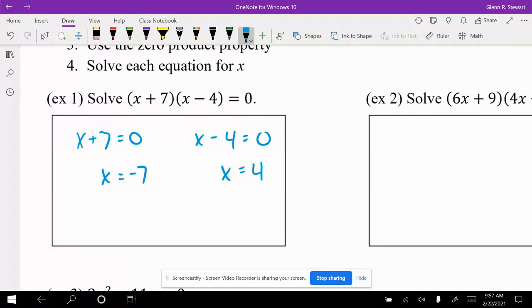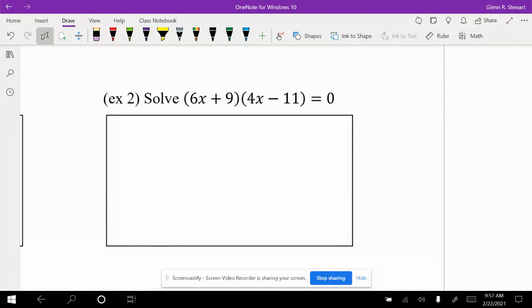Now, if we were going to put these on a graph, which we are going to be doing later on, we would now have the points (-7, 0) and (4, 0). Like I said, we'll get to that at a later point. Right now, I mainly just want you solving them.